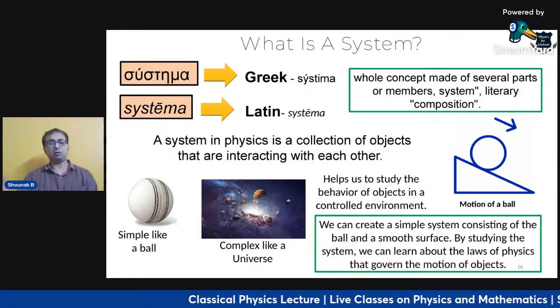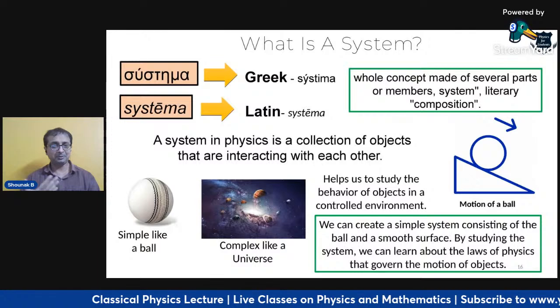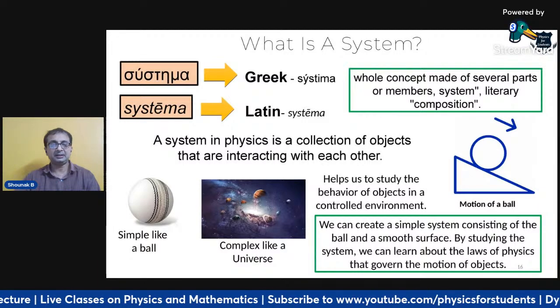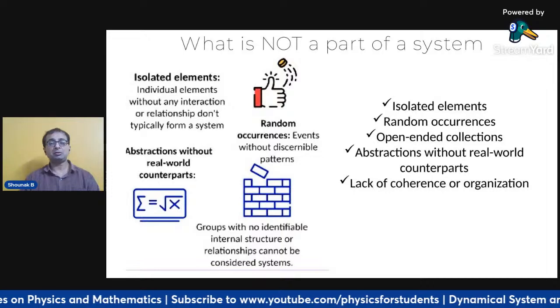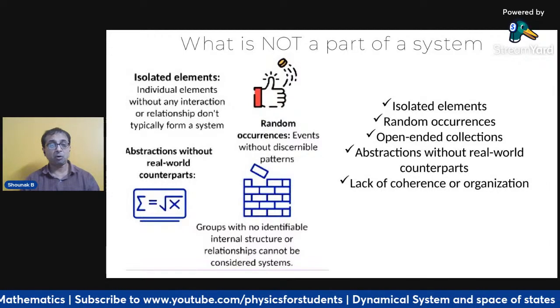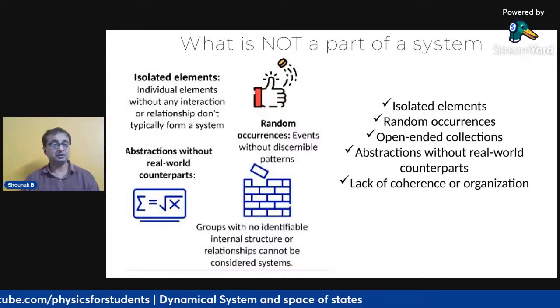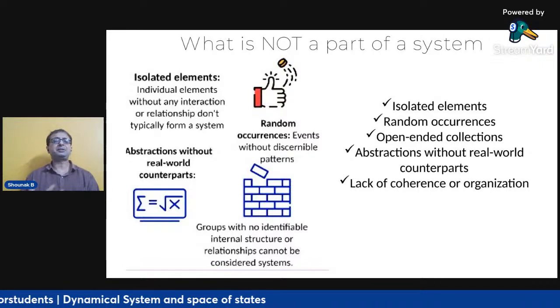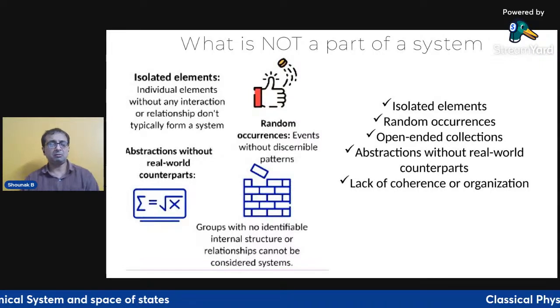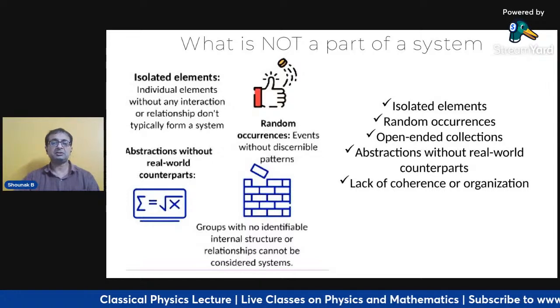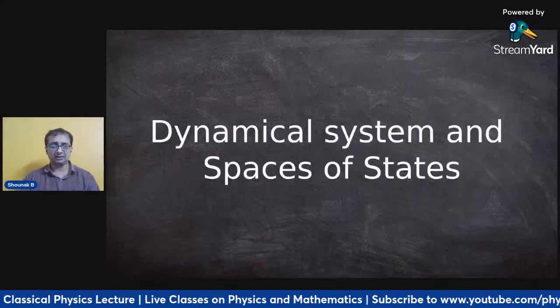We also learned what a system is. A system is basically a collection of objects that are interacting with each other. And most importantly, we learned what cannot be considered a system: individual elements, isolated systems, random occurrences, open-ended collections, abstract concepts without any real-world counterparts, and a lack of coherence or organization.